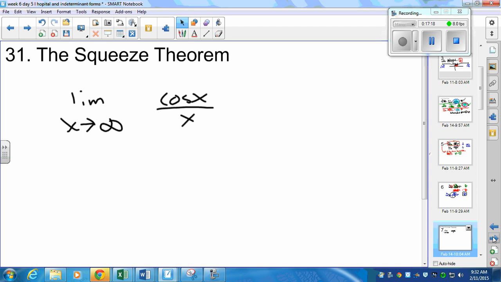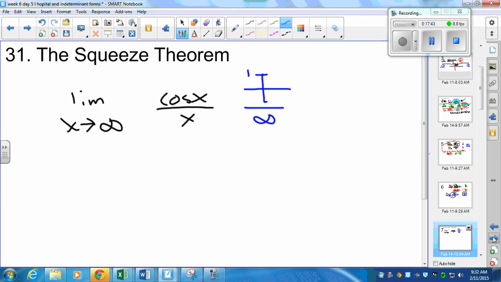Now let's look at 31. This is going to be called the squeeze theorem. We talked about this in Calc 1 very briefly. In this idea, let's see, plug in infinity. I have infinity on bottom, and I don't know what cosine of infinity is. You need to realize cosine of infinity, there's 1, there's negative 1. Cosine of it goes like this.